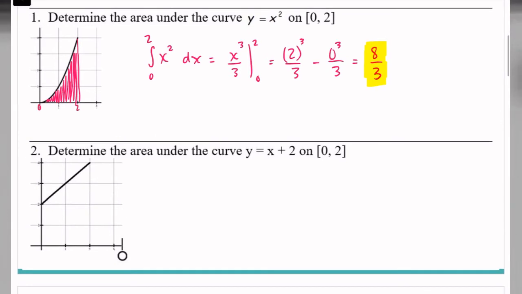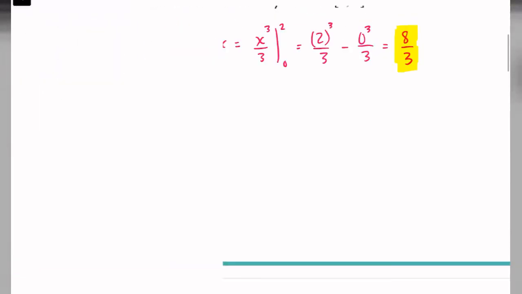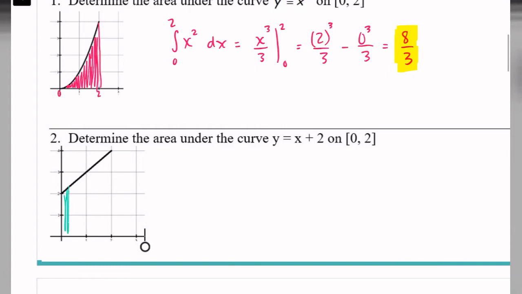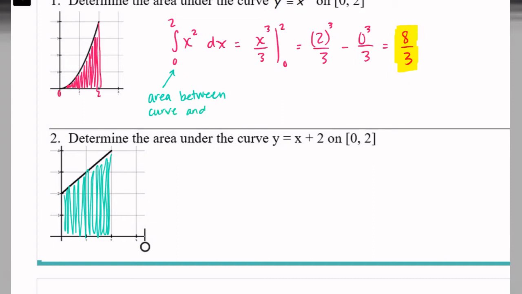All right, if I want to find the area under the curve of this equation from 0 to 2, for this one right here, that area between the curve and the x-axis. Remember, integrals always give us the area between the curve and the x-axis. Okay, so that's very important to remember.